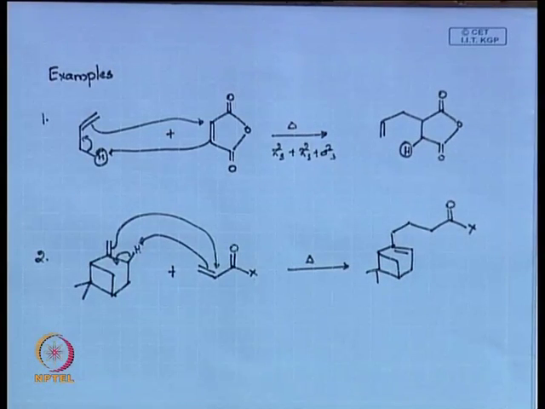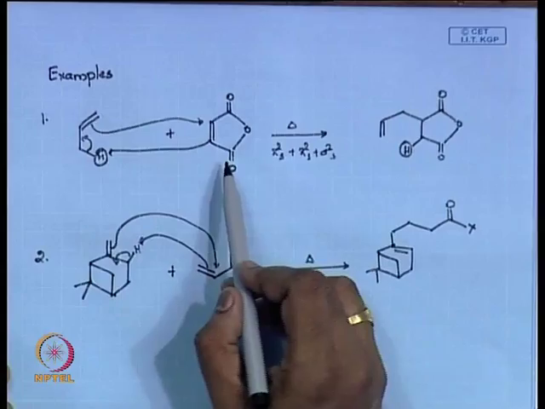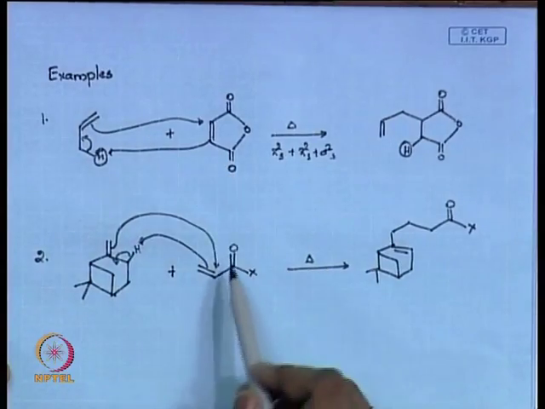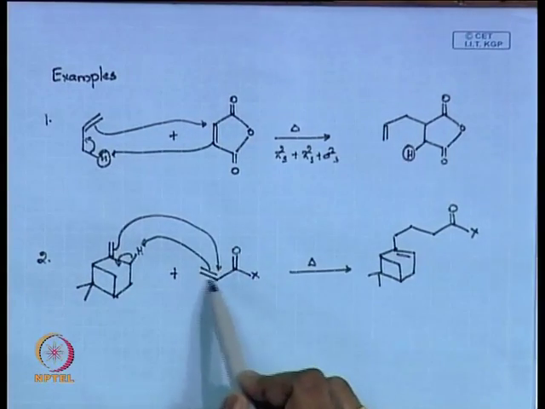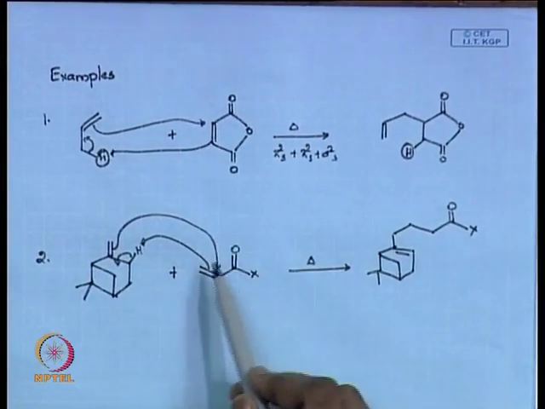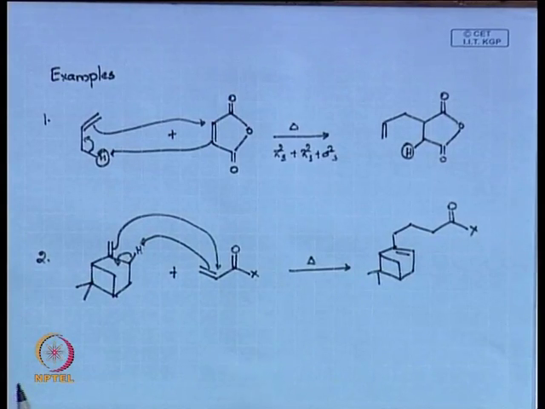But in both these examples, if you see your dienophile, we are talking about the dienophile in the ene system, that is your alkene system. There are a very good number of ene reactions where your dienophile will be a carbonyl system. We will see that first variant of your ene reaction.